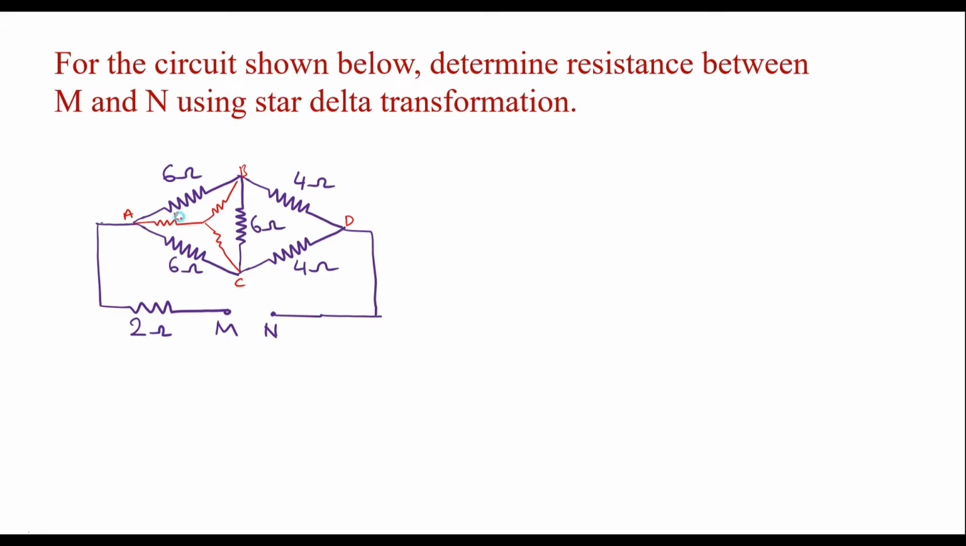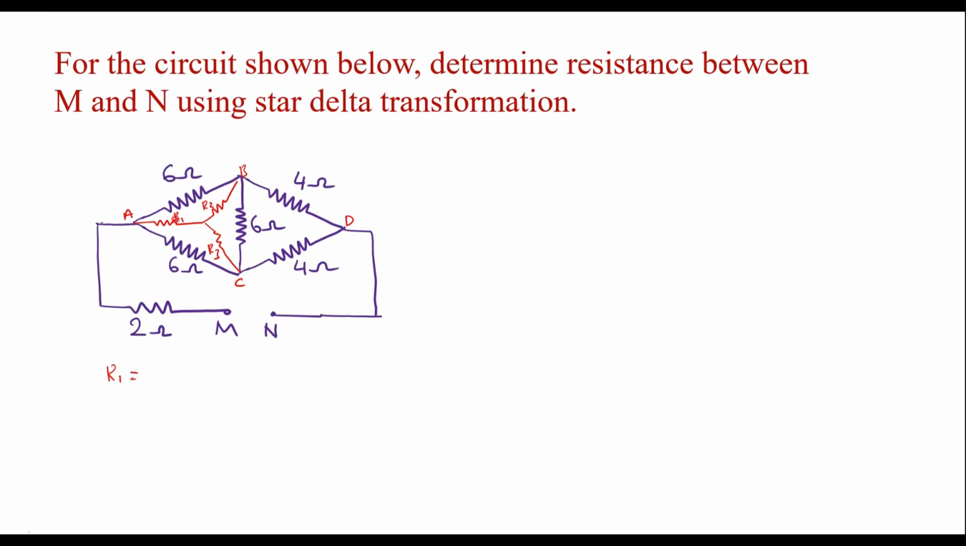Let the value of this be R1, this R2, and this R3. As we can observe that in the delta connection all resistors have the same values, therefore in the star connection all the values will be the same. Even if we calculate one star resistor value, it will be the same for the others. Let's see how to calculate R1.